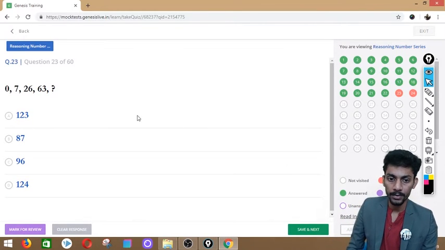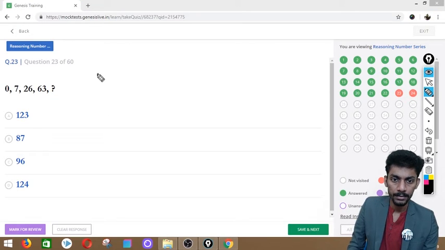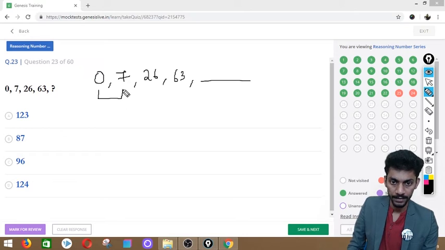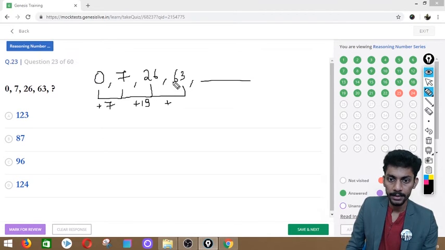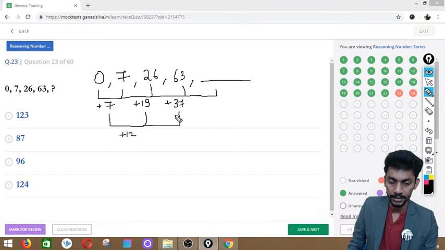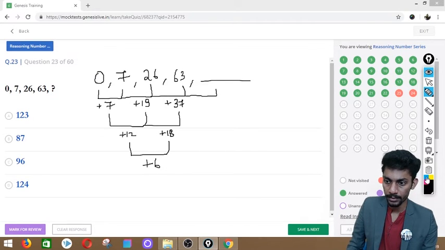Next question, question number 23. Question number 23 says 0, 7, 26, 63 and dash. Correct? So what's the difference here? The difference is 7 added. Next difference, how much is added? 19 is added. Next one, 63 minus 26, 37 is added. Next we have to find out the difference here. Plus 12. What's the difference here? Plus 18. What's the common difference here? It is 6. Correct? So next it should be plus 6. So plus 6 plus 18 is plus 24.